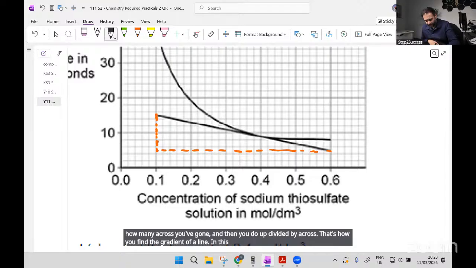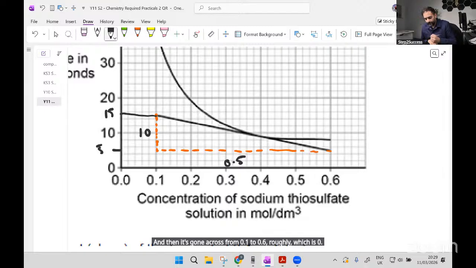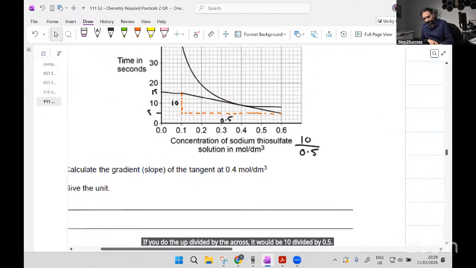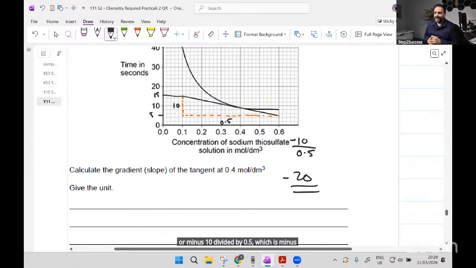In this case, it's down, but so this is at about 15. I don't think you need to be too precise with this. That's about 5, so that means it's gone down by 10. And then it's gone across from 0.1 to 0.6, roughly, which is 0.5. If you do the up divided by the across, it would be 10 divided by 0.5, or minus 10 divided by 0.5, which is minus 20. That is the gradient of the line.